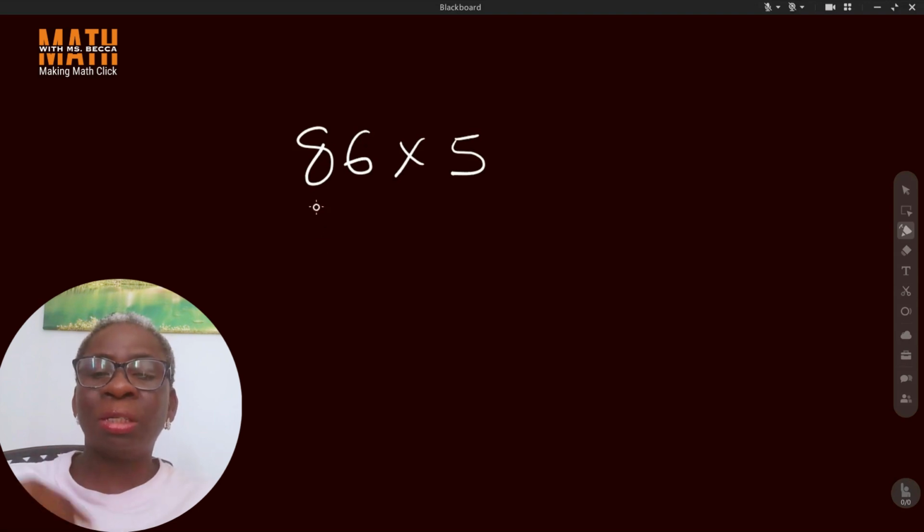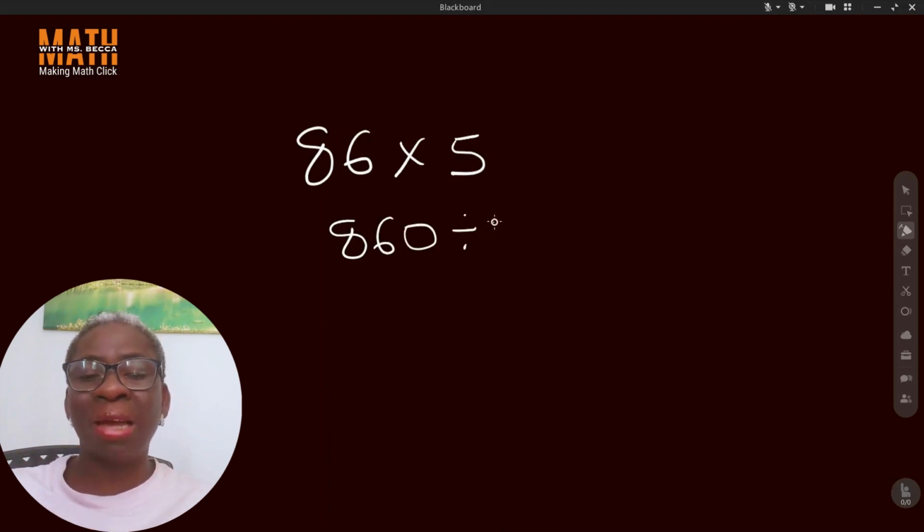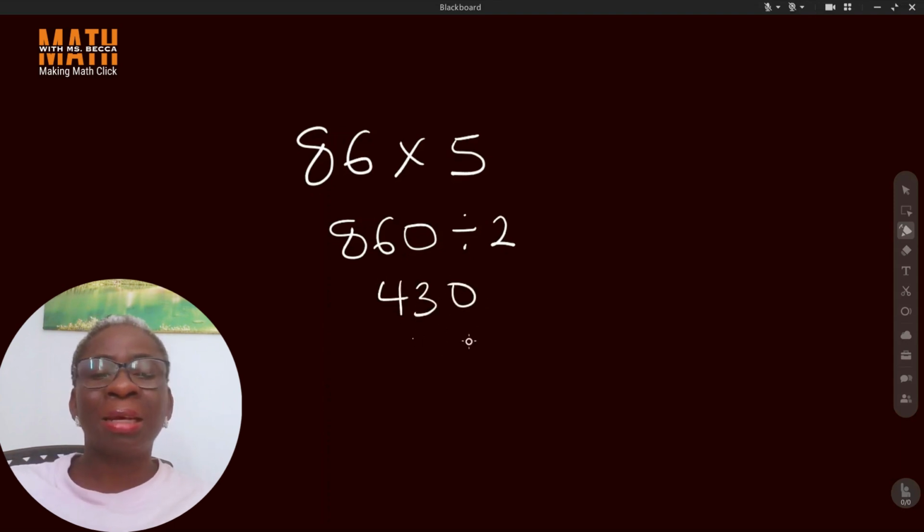What you have to do is to first multiply that number by 10, then divide by 2. You know, to multiply by 10, you just add 0 to the number. That is, to multiply 86 by 5, you just add 0 to it. That would give 860. Then you divide it by 2, and this will give 430. That is 86 times 5.